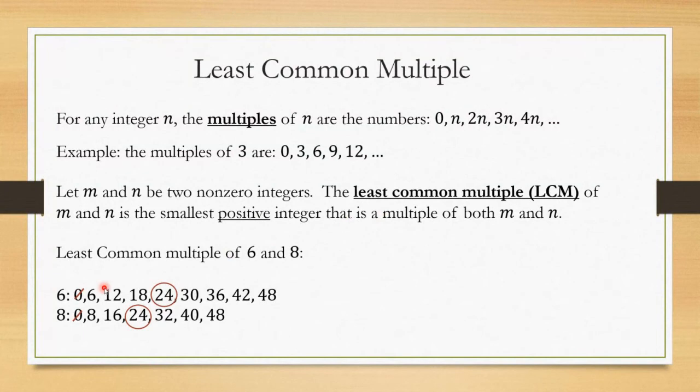So we have 6, 12, 18, 24, 30, 36, and so on, although we can stop here. For 8, we have 8, 16, 24, 32. 24 is in both lists. So because of that, 24 is the least common multiple of 6 and 8. You can actually list the multiples until you reach m times n. So we could keep on going until we get to 6 times 8, which is 48.